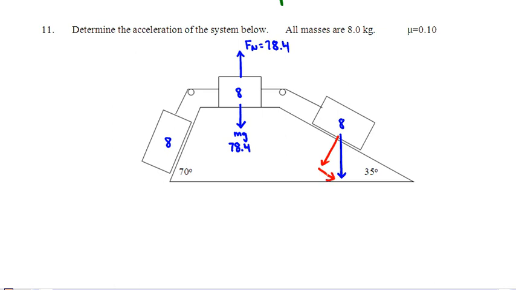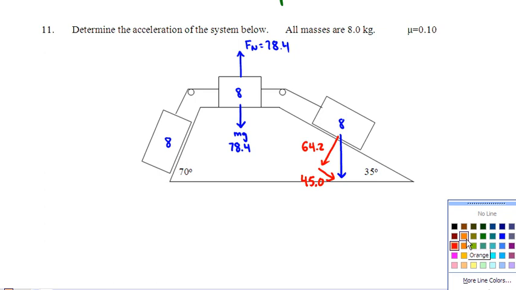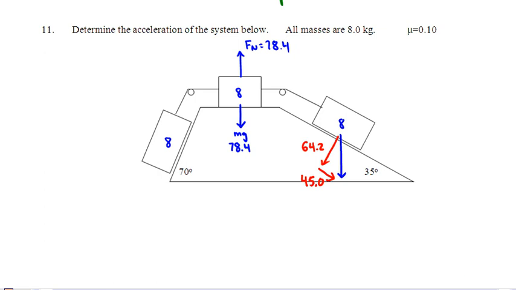So C for crush, C for cosine, S for slide, S for sine. And if you use that 35-degree angle, if you use the cosine of it to find the crushing part, the part of that 78.4 that crushes in, it's around 64.2. And the sliding along part, it's right around 45.0, pretty close to there. So for the normal force for this box, it actually ends up being only 64.2.